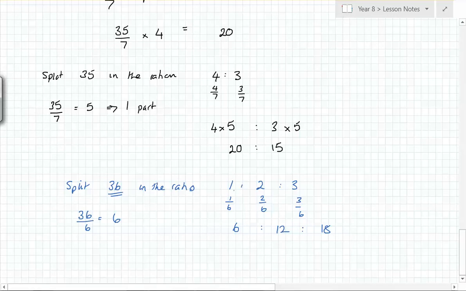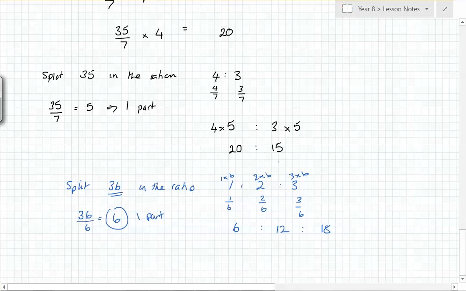So this one would be 1 lot of 6 because it's 1 part. If 1 part is 6, then this would be 2 lots of 6 and this would be 3 lots of 6. So 3/6 of 36: find a 6th, multiply it by 3. Simple as that. Question?